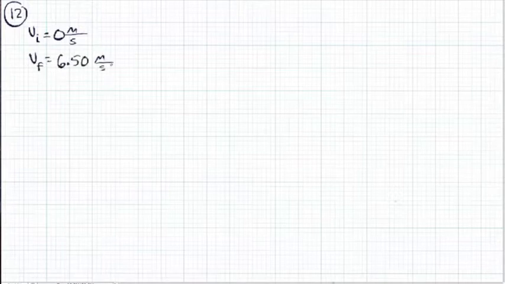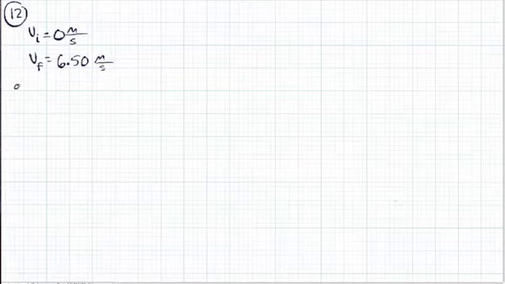Starting from rest. Okay, so we have a boat starting from rest. So the initial velocity is 0 meters per second. And the boat speed increases to 6.50 meters per second, or the final velocity is 6.5 meters per second. All we know is that it has a constant acceleration, which simply means that our equations will work.